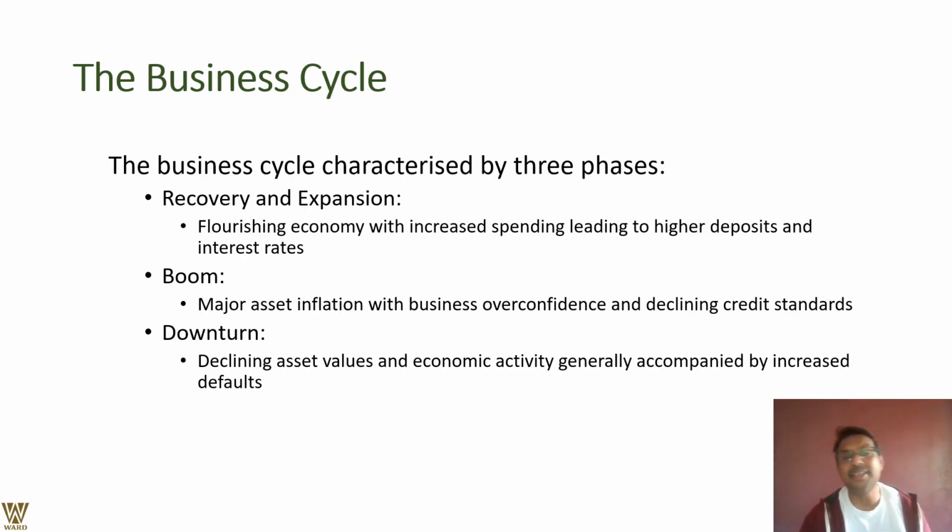The business cycle is characterized by three phases. The first is recovery. The second is boom. The third is downturn. In the recovery and expansion phase, the economy flourishes through increased spending, leading to higher deposits and higher interest rates. Boom is where there is major asset inflation, with business overconfidence and declining credit standards. And downturn is where asset values decline. The economic downturn is generally accompanied by increasing default cases.